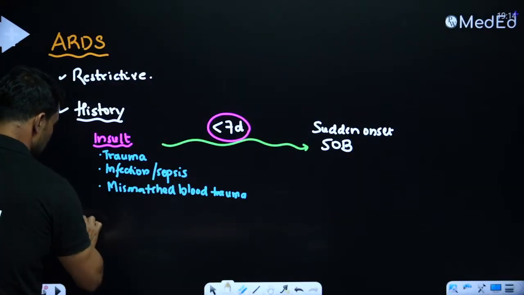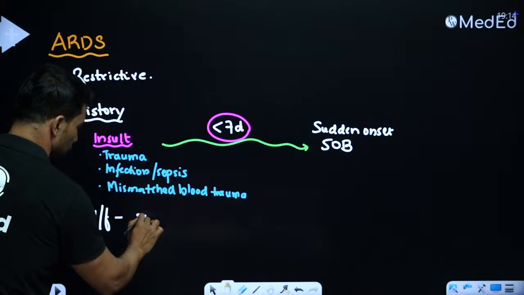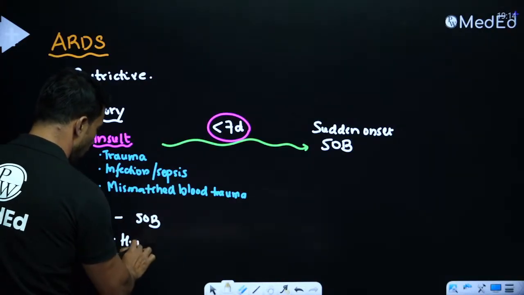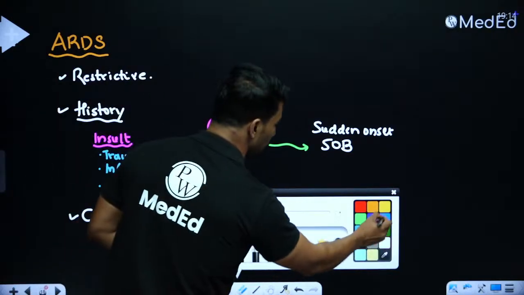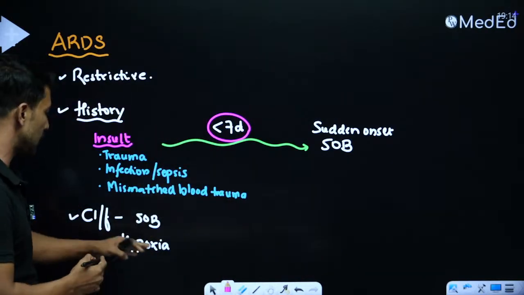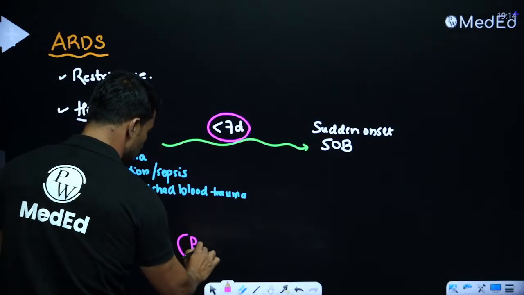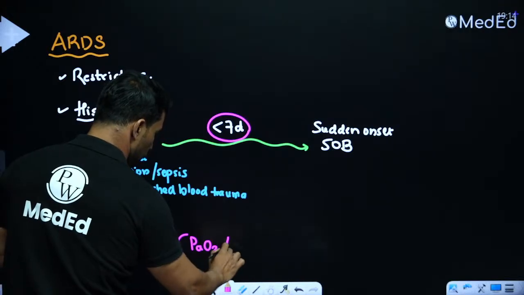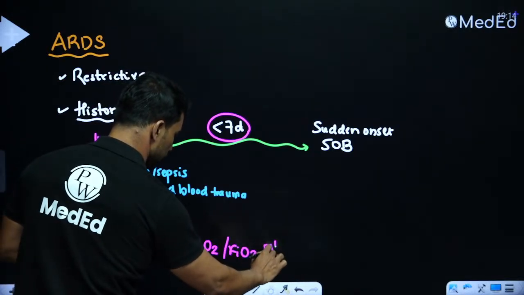Okay, then what clinical features they will mention? They will mention, of course, shortness of breath. Most importantly, they will mention hypoxia. Saturation will be low because alveoli are filled with fluid, right? They will not be able to participate in the gas exchange. So they will mention hypoxia, and they will also mention PaO2 by FiO2 ratio.